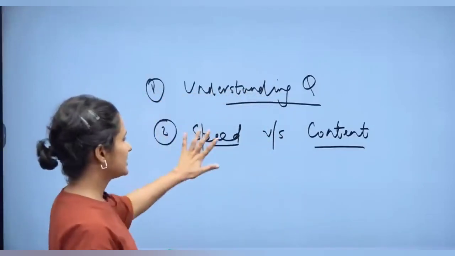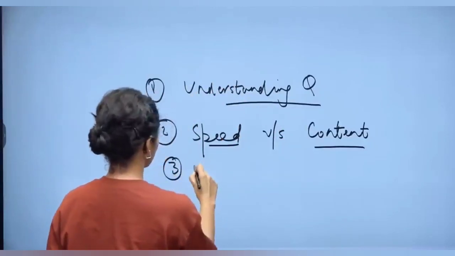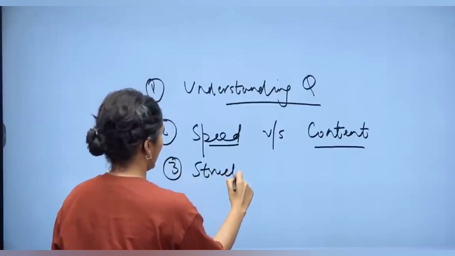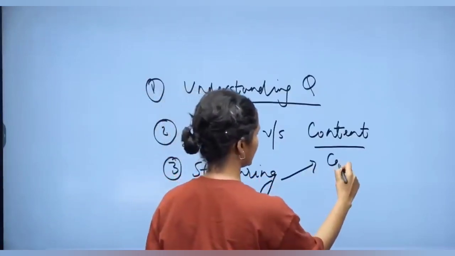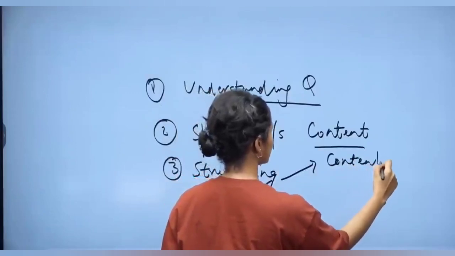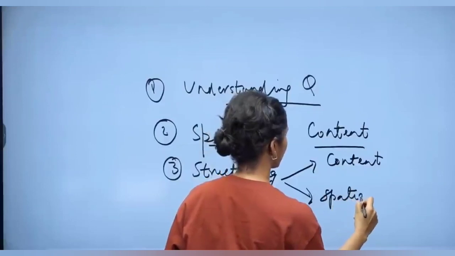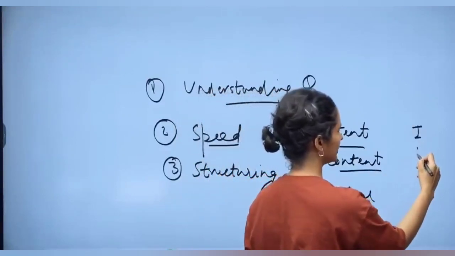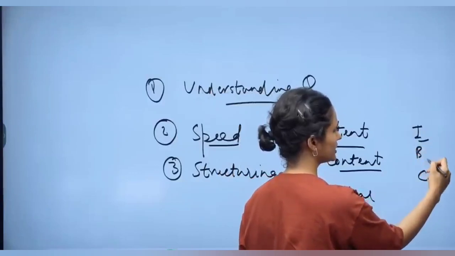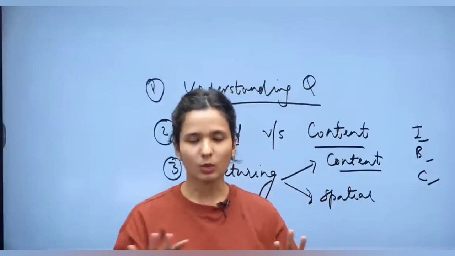Third, once you have speed, you have content, you have understood the question, then comes structuring of the question. And the structuring can be of 2 types. First is the content-based structuring, and the second is the spatial structuring, right? So in terms of content-based structuring, firstly, you know there's an introduction, there's a body, there's a conclusion. So this is usually the structure we follow in terms of how we plan out our answer.